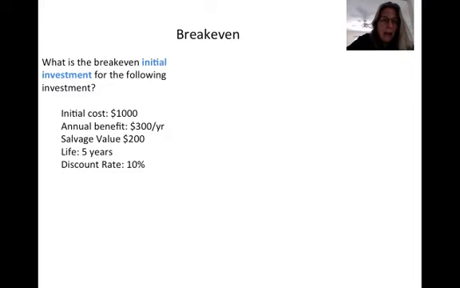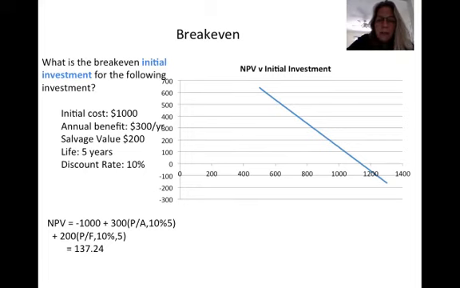Now we could ask the same kind of question about this project, except we would ask, what is the break-even initial investment? In this case, the thing we're uncertain about is this initial cost, this $1,000. So we'll do the calculation again at the base case, and then we'll graph this at various investment amounts.